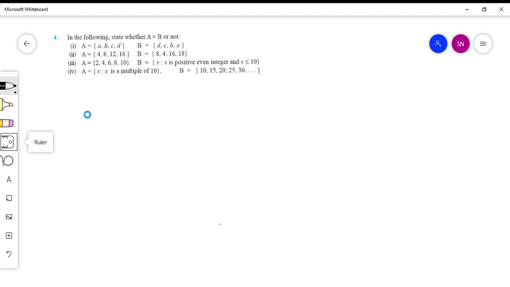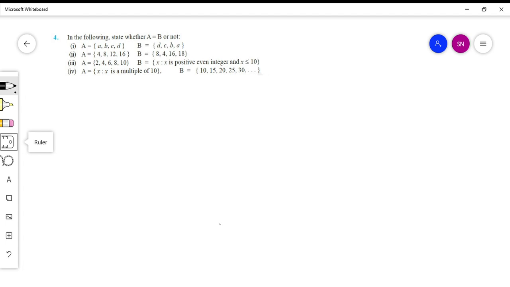So, today in this particular video, I would be explaining in detail question number 4 from the NCERT textbook, chapter number 1, exercise 1.2. In this exercise, they are asking us to find out if set A is equal to set B.